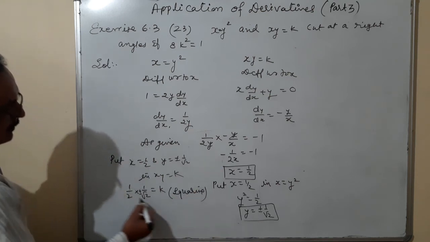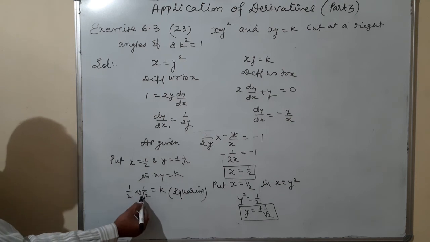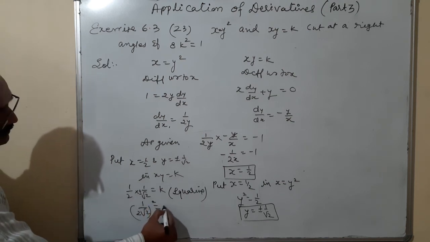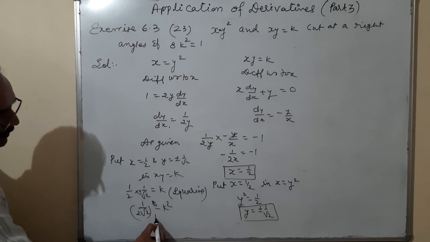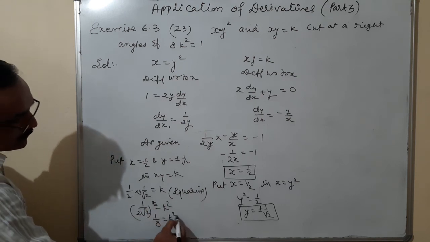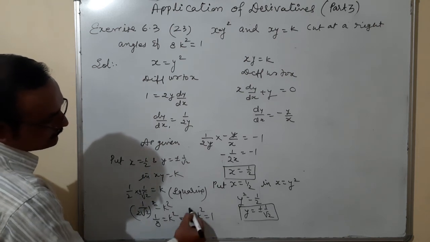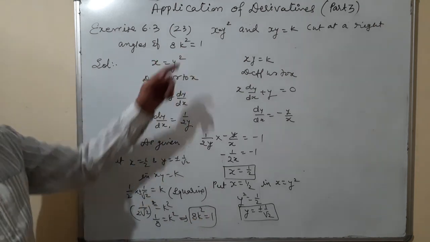Squaring. So (1 upon 2 root 2) whole square is equal to k square. 1 upon 8 is equal to k square. So that means 8k square is equal to 1. Okay, 8k square is equal to 1.